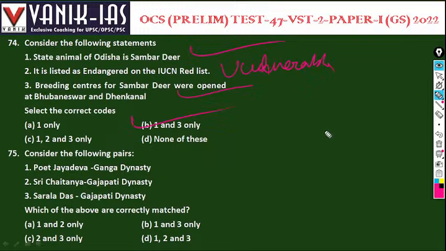Consider the following pairs. Poet Jayadeva, Ganga dynasty. Chaitanya, Gajapati dynasty. Sadadas, Gajapati dynasty. Which of the following are correctly matched?